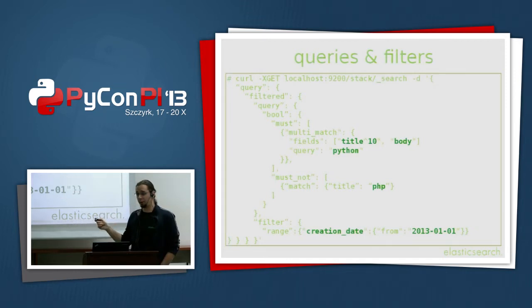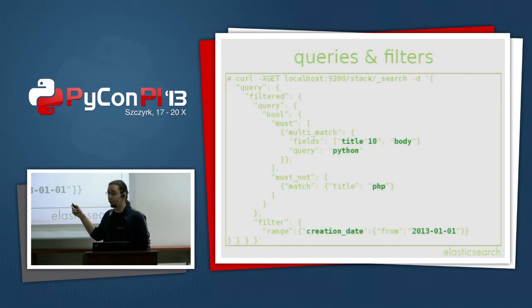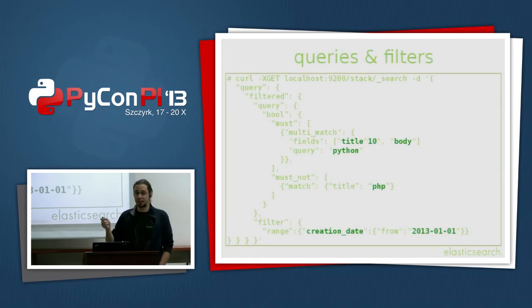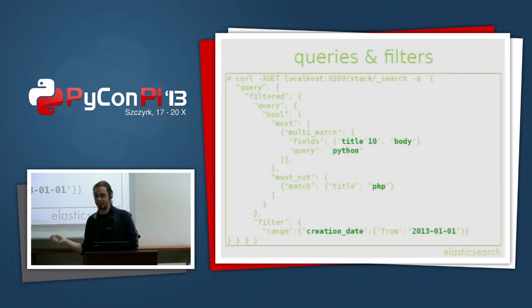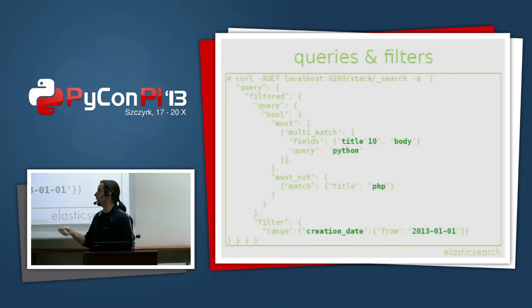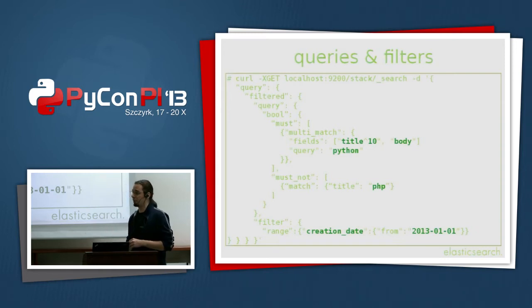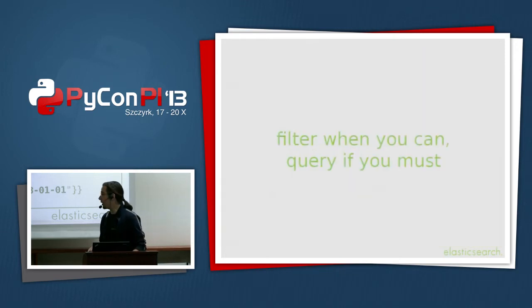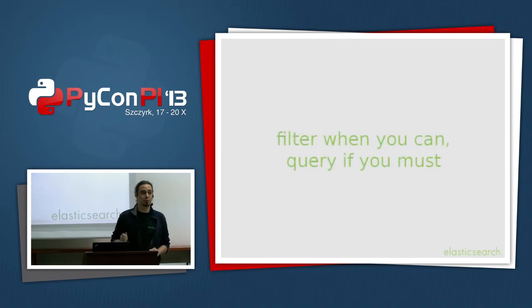Filter is different from a query. Where query actually contributes to the score, filter doesn't. Filter just limits the result set. But it's way more efficient. It's cached, it can be reused over multiple requests, and even if you have some composed filters, so you can again do the bool in the filter, the caches for the individual filters will be reused. So it's very optimized, very fast. So that's why you should always use filters if you can, and only use queries if you must.